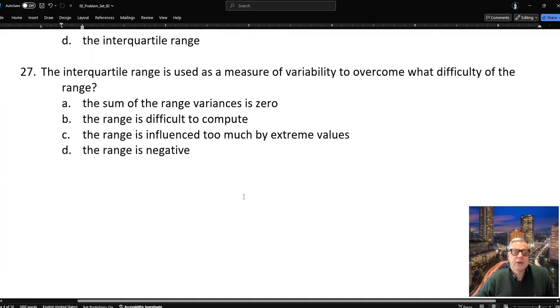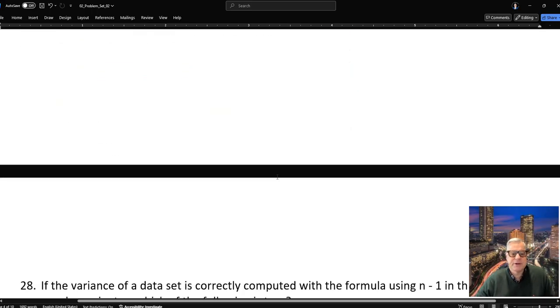The interquartile range is used as a measure of variability to overcome what difficulty of the range? Well, the range is obviously highly affected by outliers. The sum of the range variances is 0? No, that's silly. The range is difficult to compute? No, that's not the case. The range is influenced too much by extreme values. That's correct. So the interquartile range basically gives you the range where you find the middle 50% of all observations.